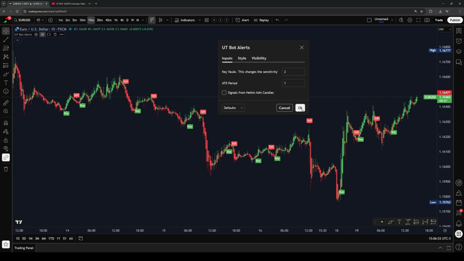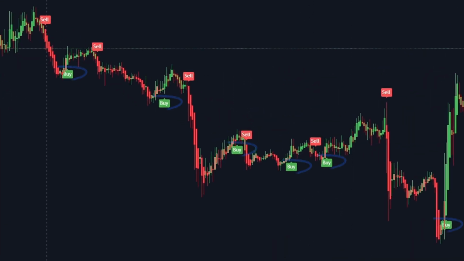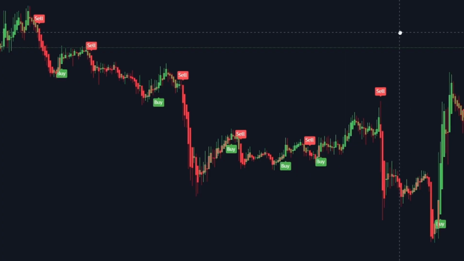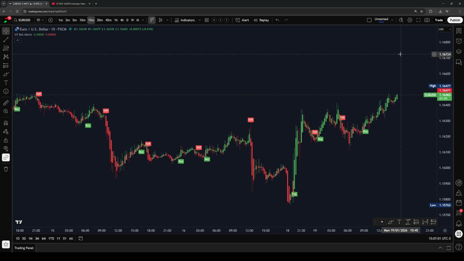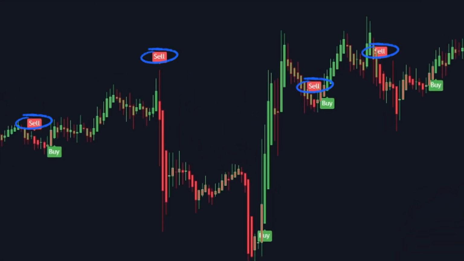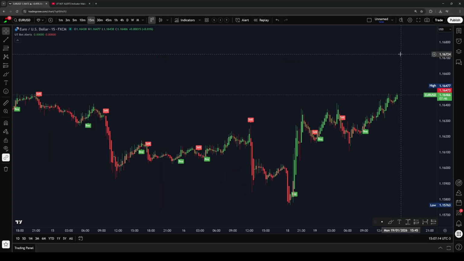These buy signals appear when price moves above the trailing stop and confirms the crossover at candle close. As long as price stays above the trailing stop, the indicator maintains a bullish bias. These sell signals are generated when price falls below the trailing stop and closes underneath it. That indicates a potential shift toward bearish momentum.